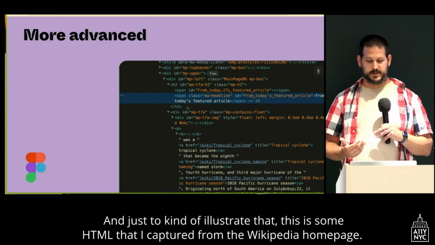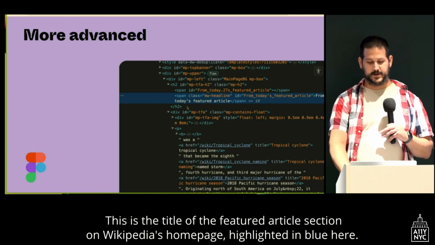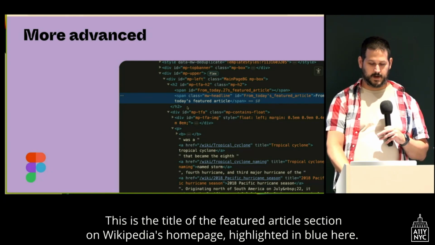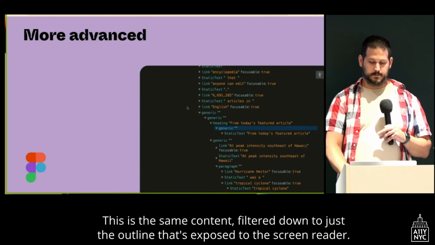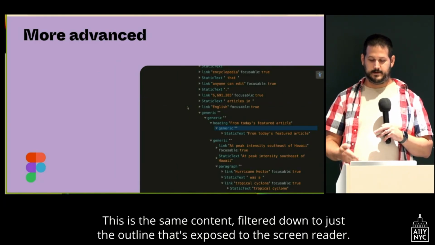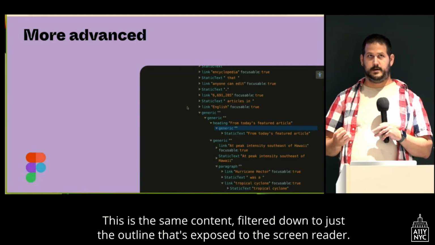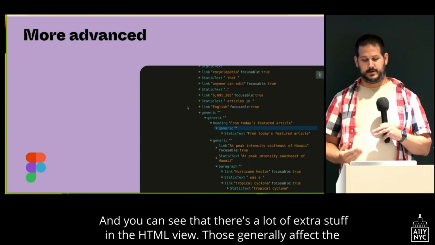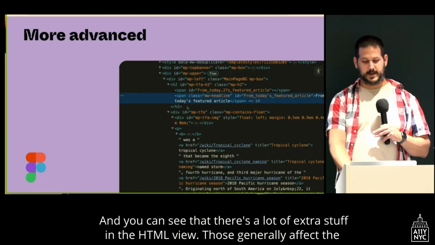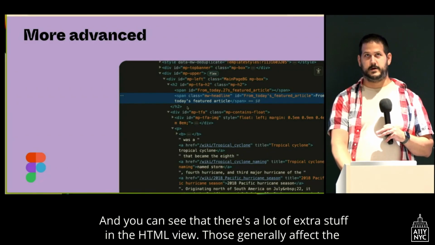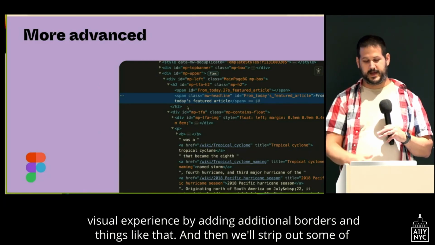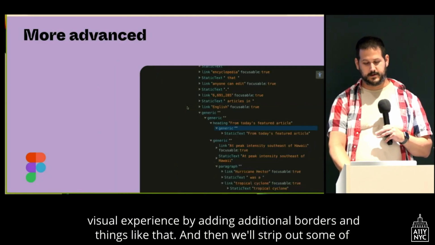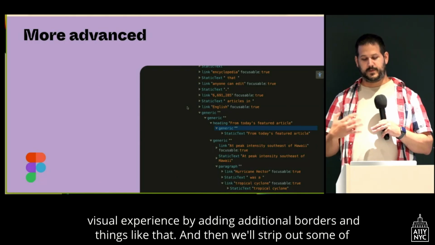Just to illustrate that, this is some HTML that I captured from the Wikipedia homepage. This is the title of the featured article section on Wikipedia's homepage, highlighted in blue here. This is the same content filtered down to just the outline that's exposed to the screen reader. And you can see that there's a lot of extra stuff in the HTML view. Those generally affect the visual experience by adding additional borders and things like that. And then we'll strip out some of that.